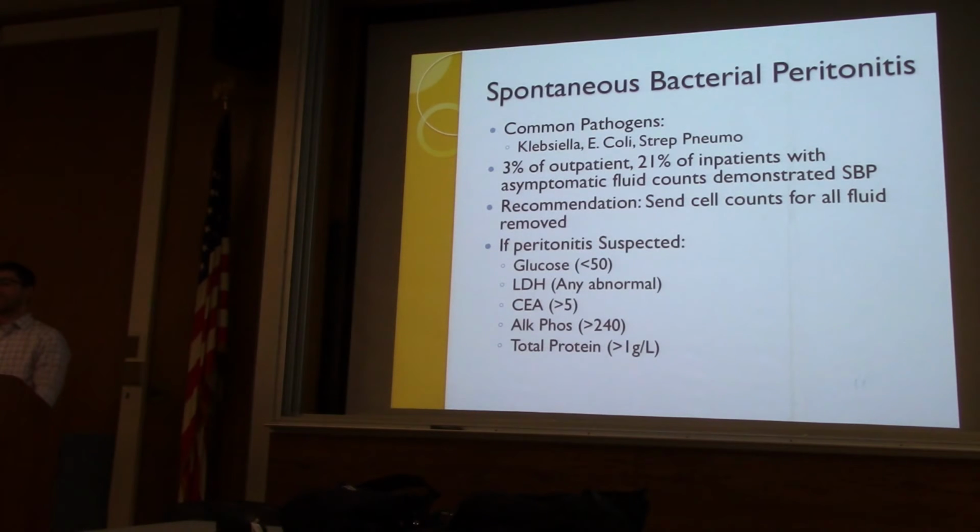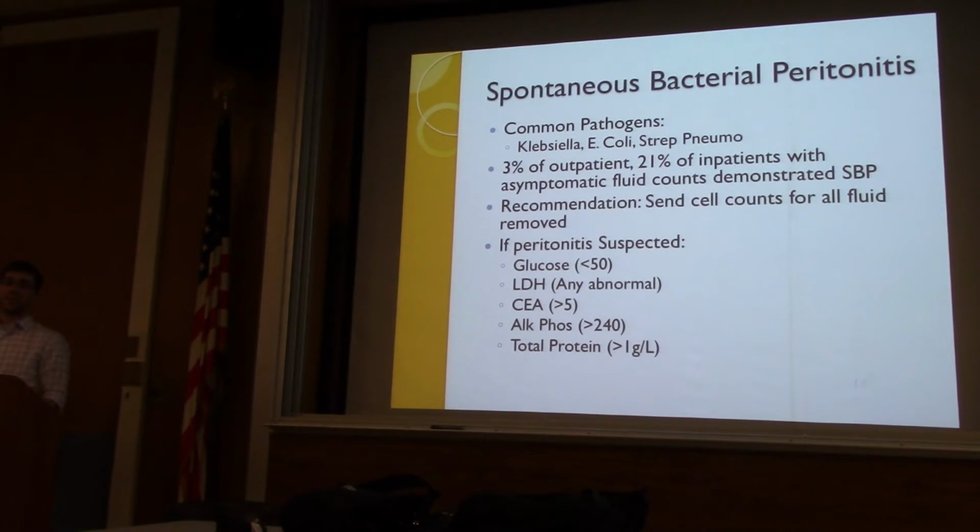But if you look, they found that in asymptomatic outpatients, about 3% ended up having SBP when they did cell counts on them, whereas 21% of patients as inpatients had SBP.